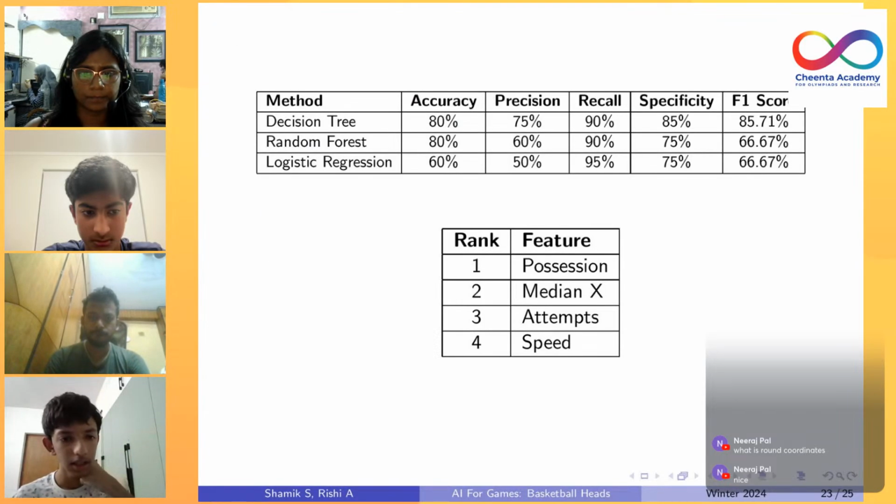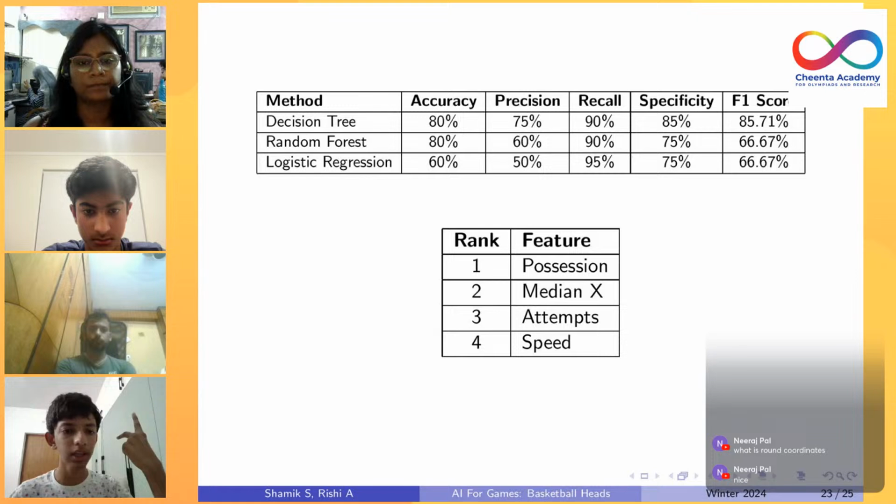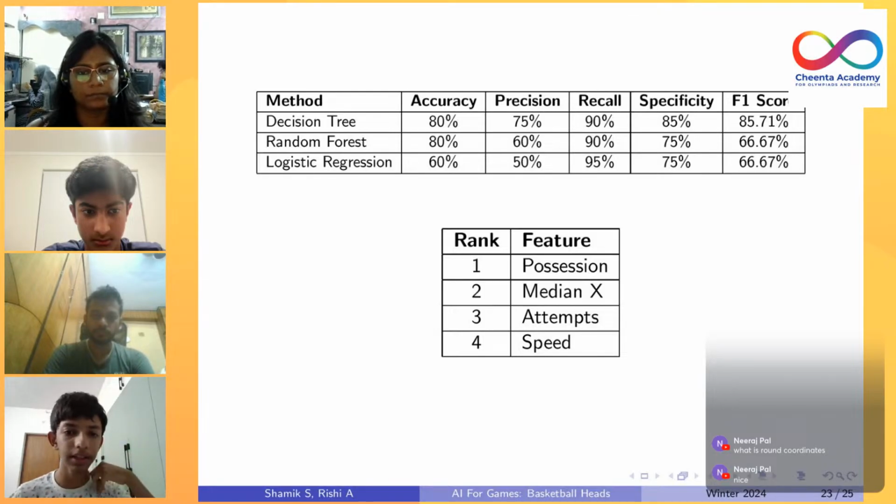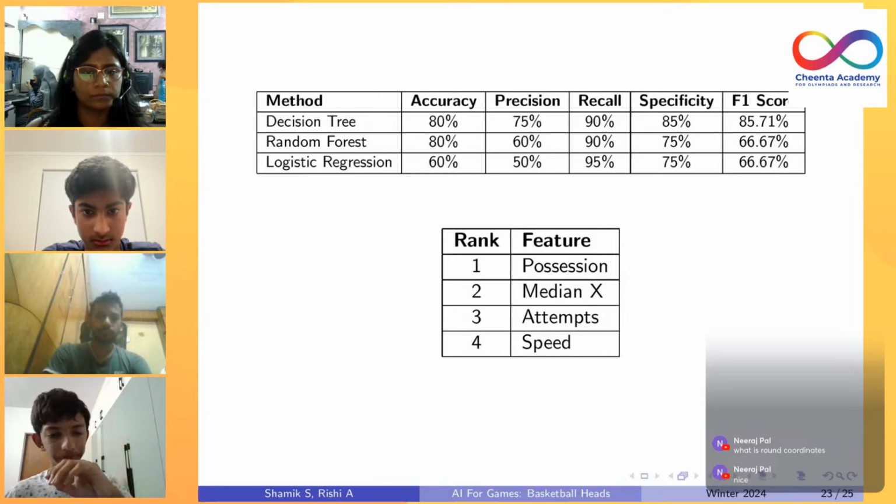Next slide. So here you can see the tables. There are three models: decision tree, random forest, and logistic regression. You can see in general, decision tree is the better model. It has higher accuracy, precision, good recall, specificity, and F1 score. The F1 score is basically the harmonic mean of precision and recall.